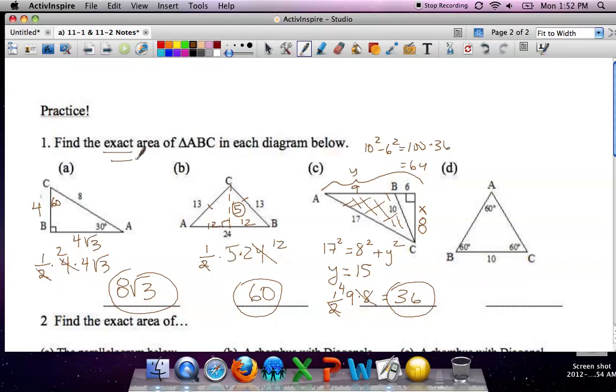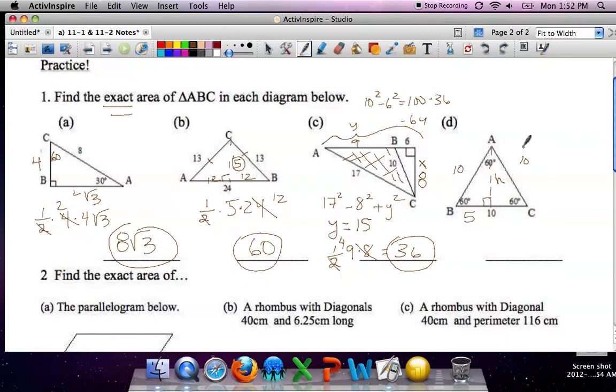Exact area. So for this one, we see these are 60 degrees, which means, of course, all these have to be 10. If you want to find the area, you'd have to find what this is, h, and I'll give you a hint. This is 5, because that's half of the base. And you can do some Pythagorean theorem, you can solve for h, and then you can find the area of that triangle here.